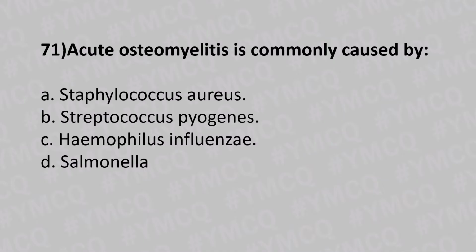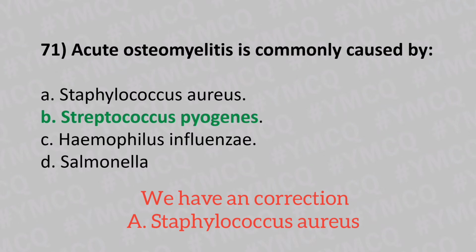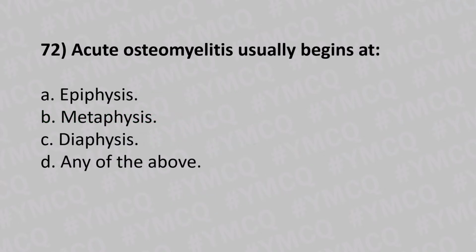Moving to our 71st question, acute osteomyelitis is commonly caused by option A Staphylococcus aureus, option B Streptococcus pyogenes, option C Haemophilus influenzae, option D Salmonella. And the answer is option B Streptococcus pyogenes.